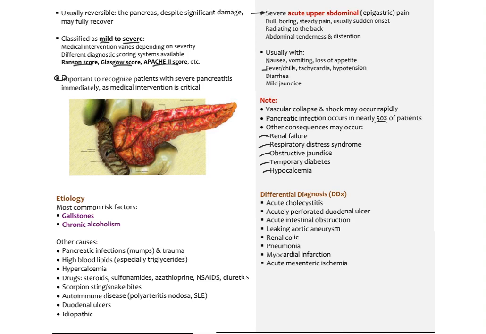drop in blood calcium. The differential diagnosis for acute pancreatitis will include things like acute cholecystitis, so gallbladder inflammation, usually from stones, an acute perforated duodenal ulcer, acute intestinal obstruction, leaking aortic aneurysm, renal stones, pneumonia, MI, and acute mesenteric ischemia, usually from thrombosis of a mesenteric artery. So these would all be things, of course, to think about, but if in doubt, just refer and usually call 911 to get immediate attention for this patient.